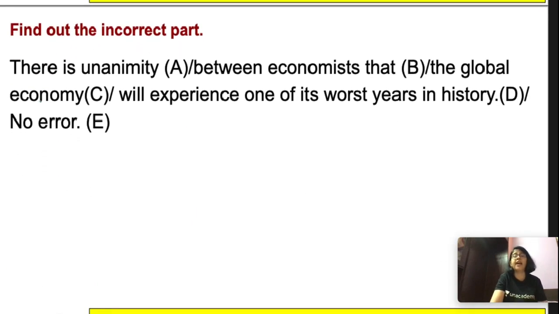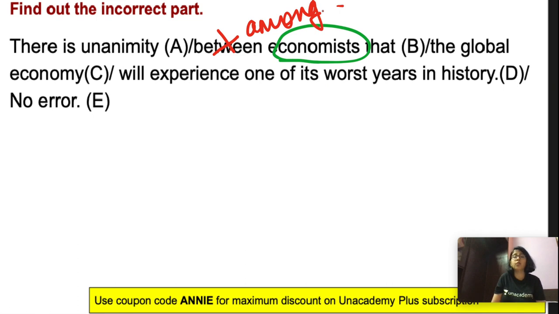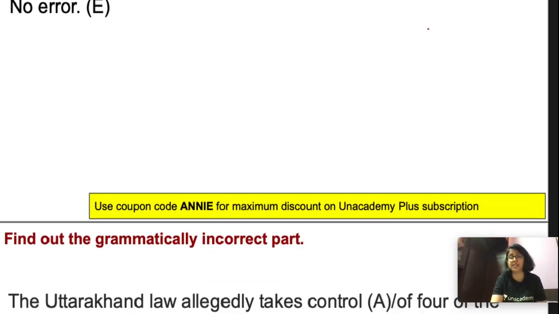Next, find out the incorrect part. There is unanimity between economists that the global economy will experience one of its worst years in history. Okay, so economists means there are many economists, more than 2. So when more than 2 are there, we use among, not between. Okay, so here the error is in part B, among economists.